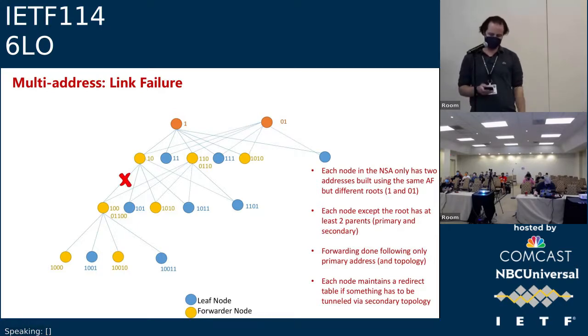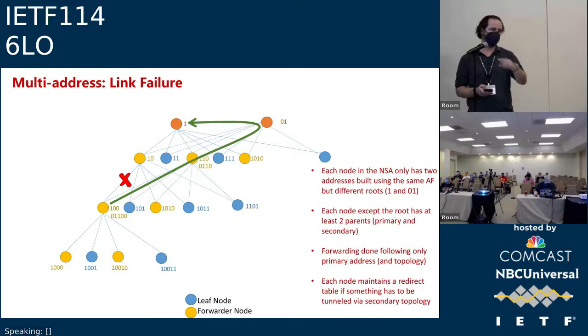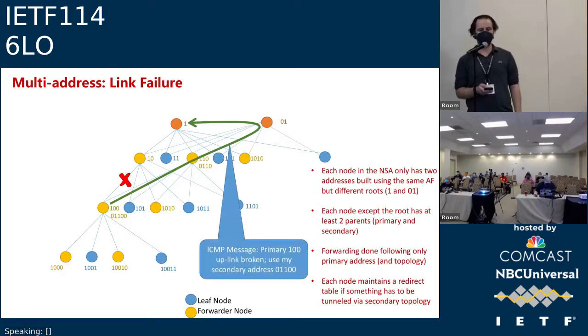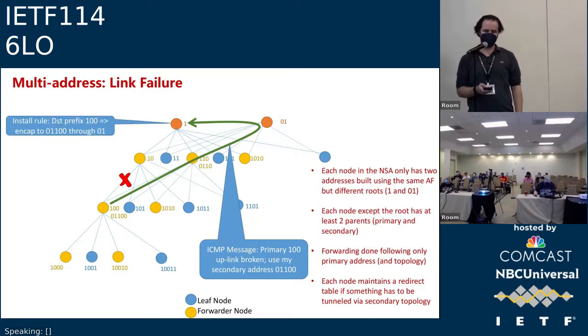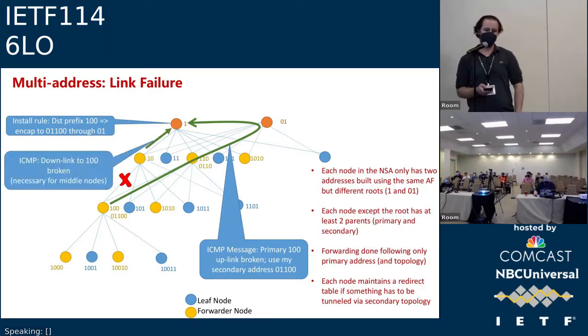Now here there is such an example where that cross obviously is a failure. What happens is a node can send through the secondary topology an ICMP message to the main root to say, look, this branch of the tree, the subtree, is not reachable anymore because I see a failure, okay? And in this way, the root can store this information and redirect the traffic when needed.